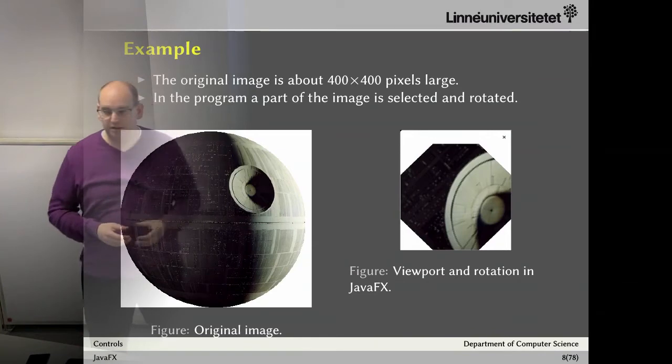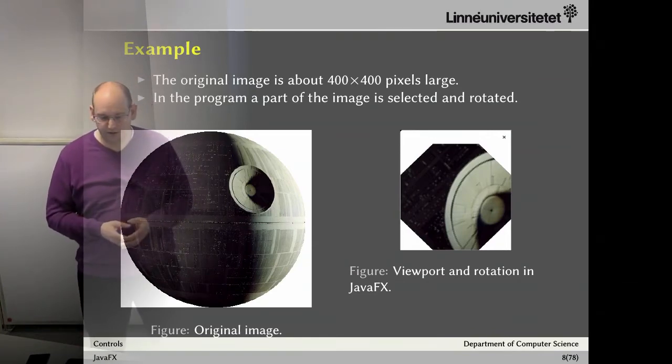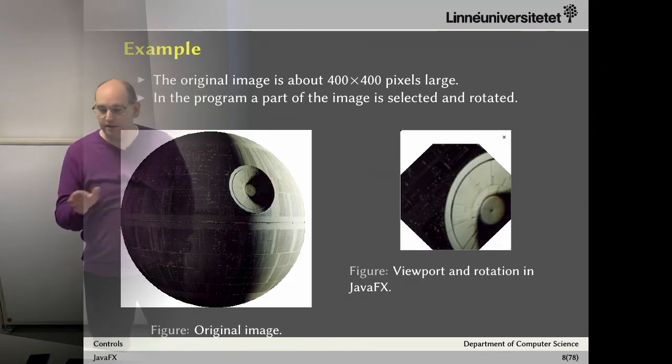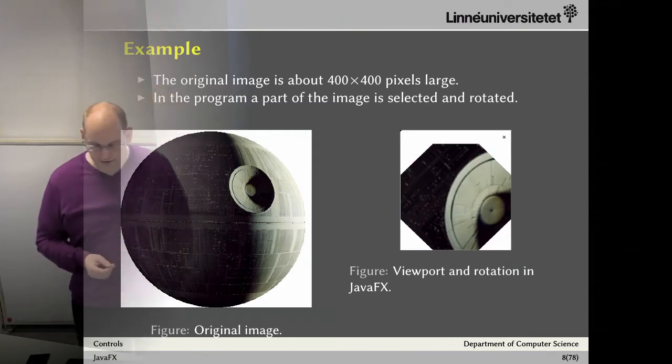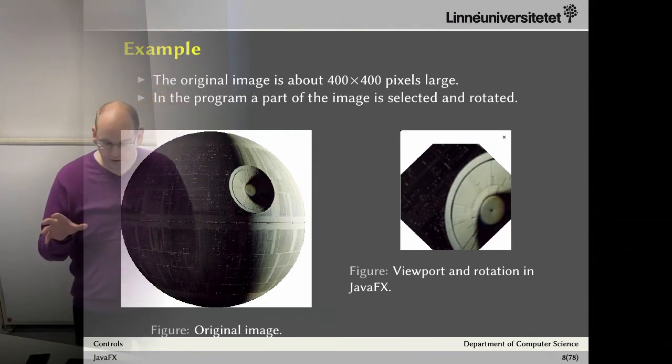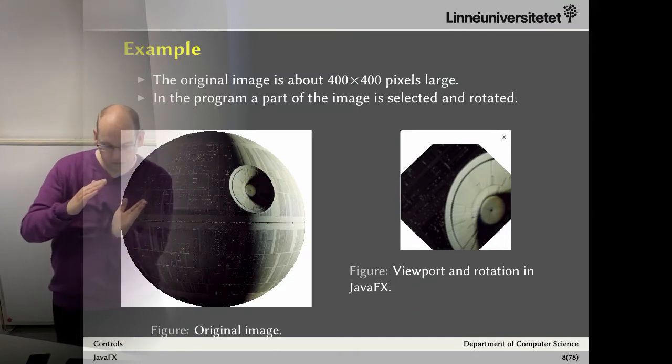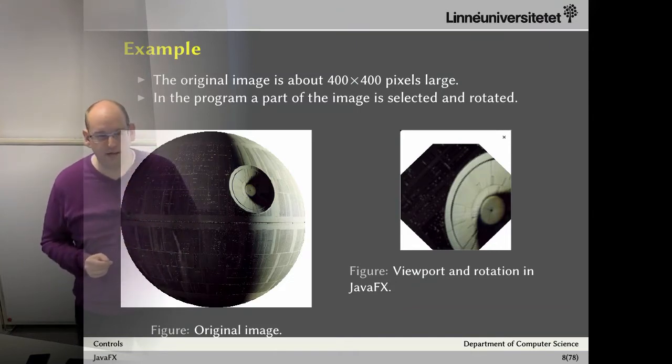This is my house. The original image was 400 by 400 pixels, and in the program that you see running to the right, you can see the viewport of this one. We have cut out a rectangle and we have rotated it slightly in code when we run the program.